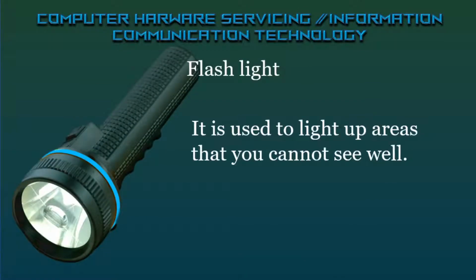Flashlight. It is used to light up areas that you cannot see well. It is a portable, battery-operated device used for illumination. A typical unit consists of one or more dry cell batteries arranged in a line inside a battery compartment that forms the handle of the light.